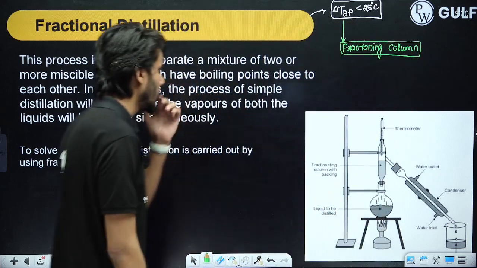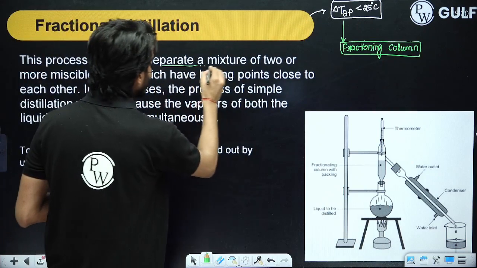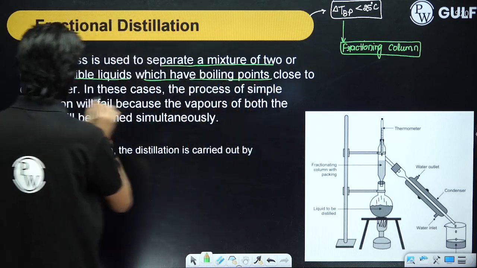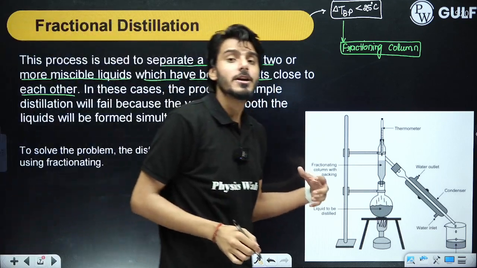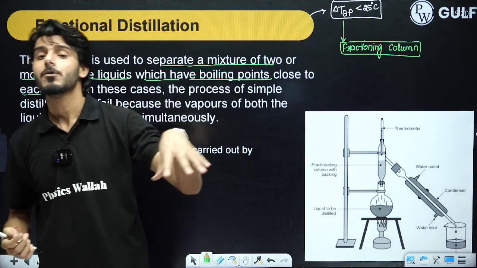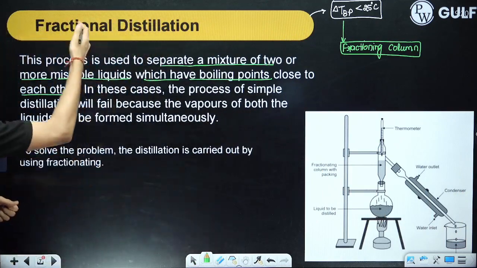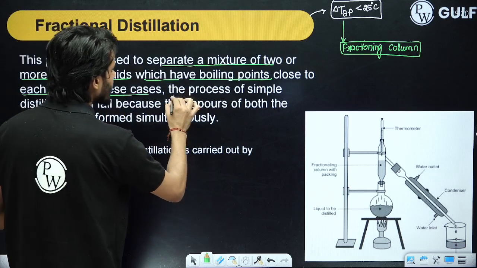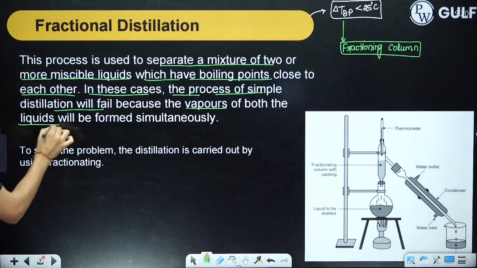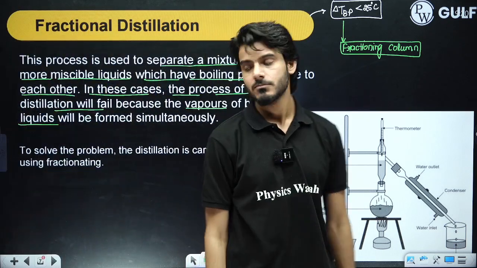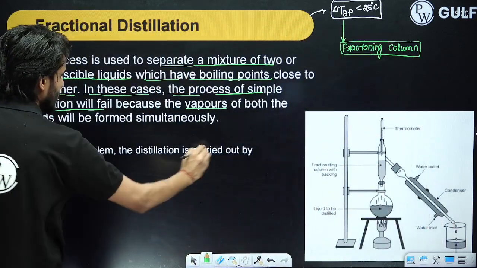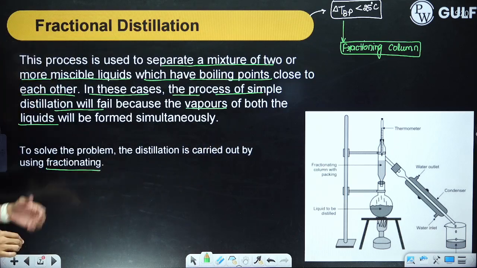Now, let's look at this. The process is used to separate a mixture of two or more miscible liquids which have boiling points close to each other. What is the meaning of boiling points being close to each other? It means the difference between the boiling points is lesser than 25 degrees Celsius. Then we will use fractional distillation. Guys, in these cases, the process of simple distillation will fail because the vapors of both the liquids will be formed simultaneously. This is the problem. To solve this problem, the distillation is carried out by using a fractioning column.